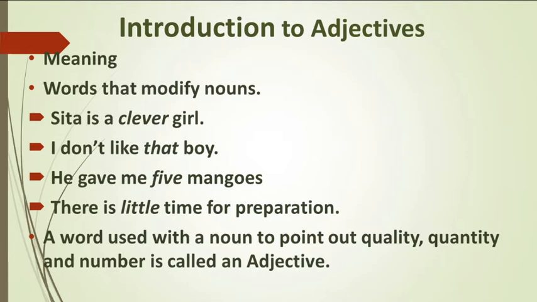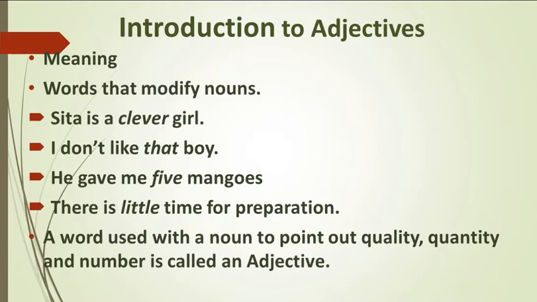In the first sentence, clever shows what kind of girl Sita is. In the second sentence, that points out which boy is meant. In the third sentence, 5 shows how many mangoes he gave me. In the last sentence, little shows how much time there is for preparation.